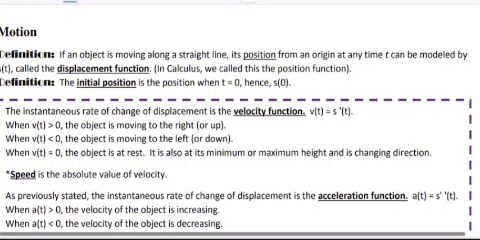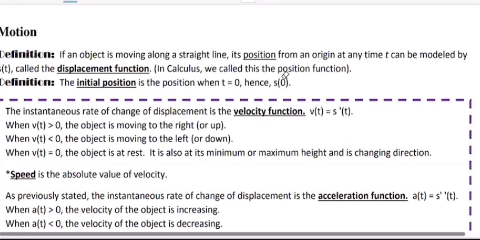Now, what I'm going to talk about right now is if an object is moving along a straight line, then its position from an origin at any time t can be modeled by what we call s of t. It's going to be a function of t, a function of time. We call that the displacement function. It's actually used in calculus. Initial position occurs when t equals 0. So at time equal to 0, it's not moving, right? And if you plug in t to be 0 into here, I'm actually going to have it.